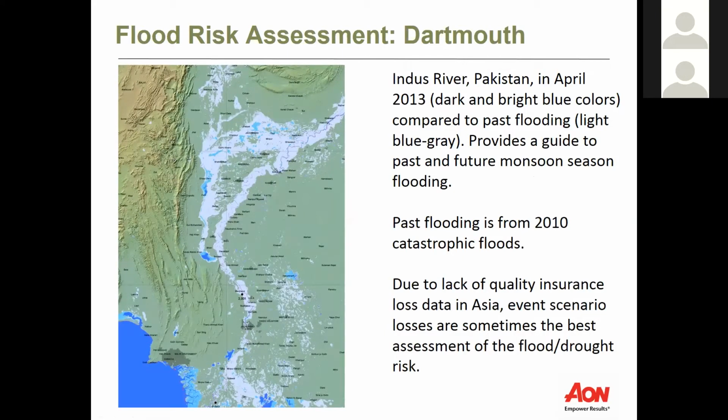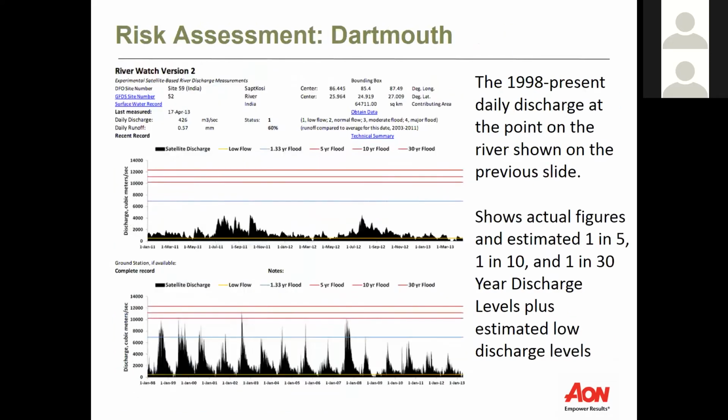Again, the main issue is that there's a real lack of insurance loss data in Asia, just because the history of insurance isn't there, especially in my area, which is agriculture. And quite often, event scenario losses are the best way to go ahead. You can get PMLs from this, and you can get an idea of what a small, medium, or terrible flood event is, and do some risk weighting based on that.